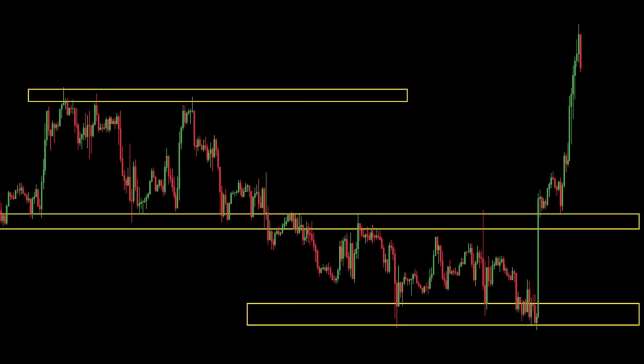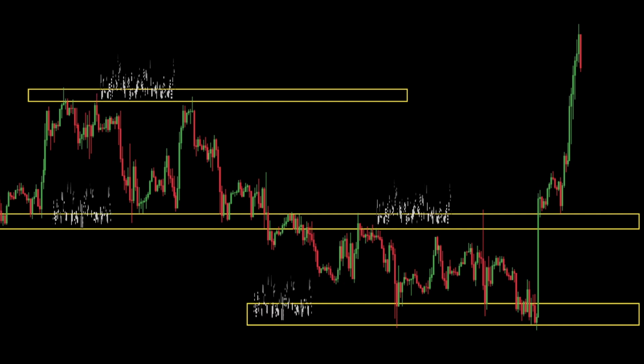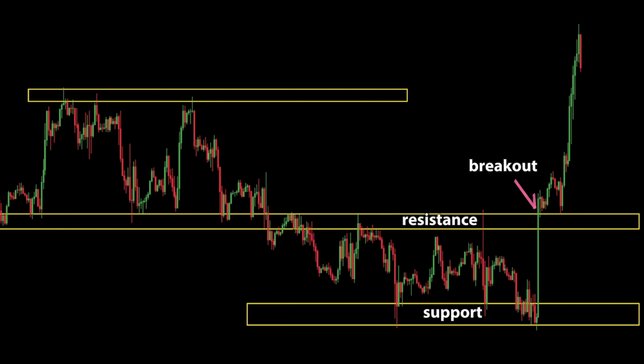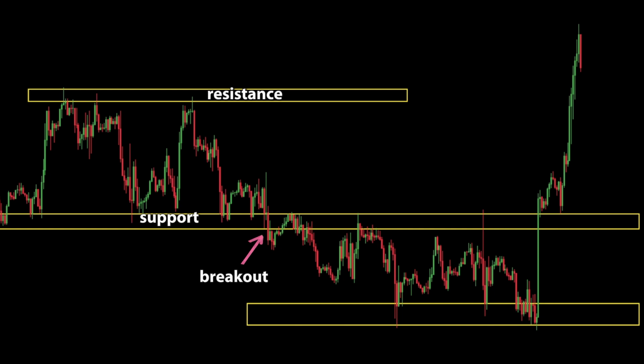For example, consider the visual representation of support and resistance areas. If the price breaks out of a resistance area, that area then converts into a new support level. Similarly, if the price breaks out of a support area, the broken support becomes a new resistance level. The same principle applies to order blocks and breaker blocks.